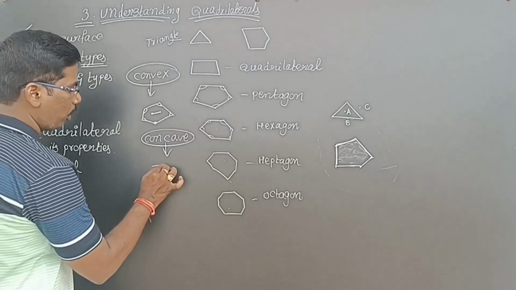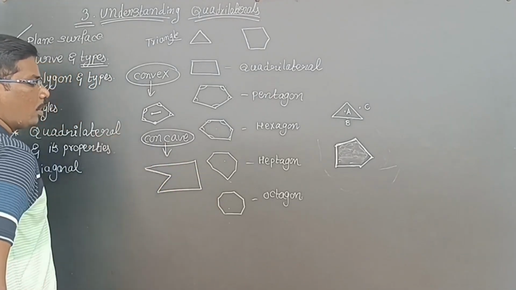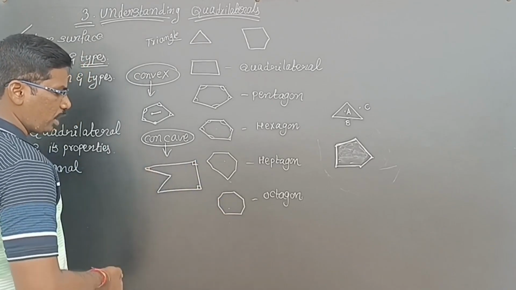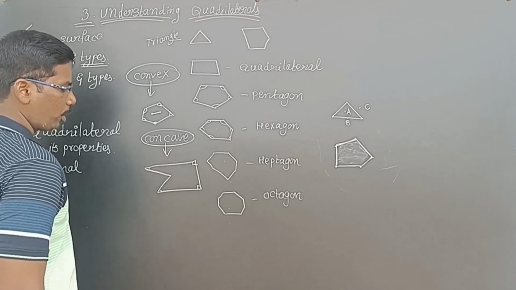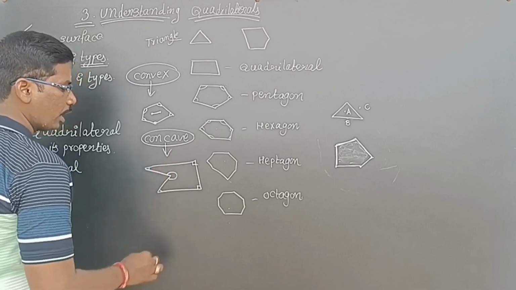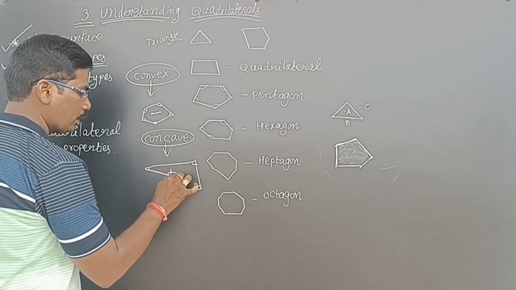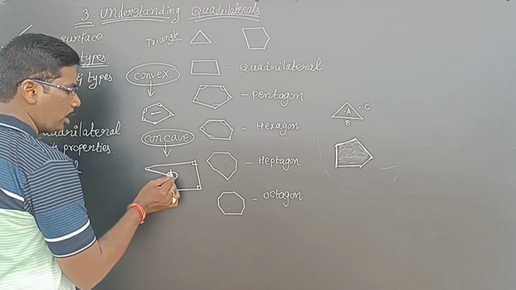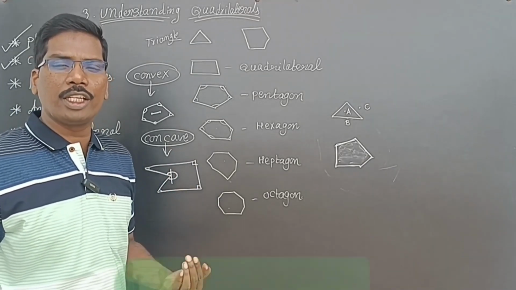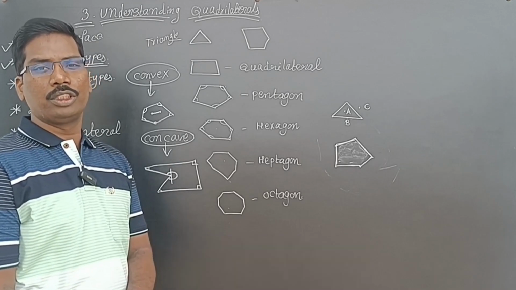For example, I am drawing like this. Now see here, this is 90 degrees, this is also 90 degrees, so no problem. This is an acute angle, no problem, and this is also an acute angle, no problem. Now see this interior, this much angle is there. How will you find it? You will find 180 degrees plus this small angle and this small angle. So here one angle is more than 180 degrees, and so it is called a concave polygon.